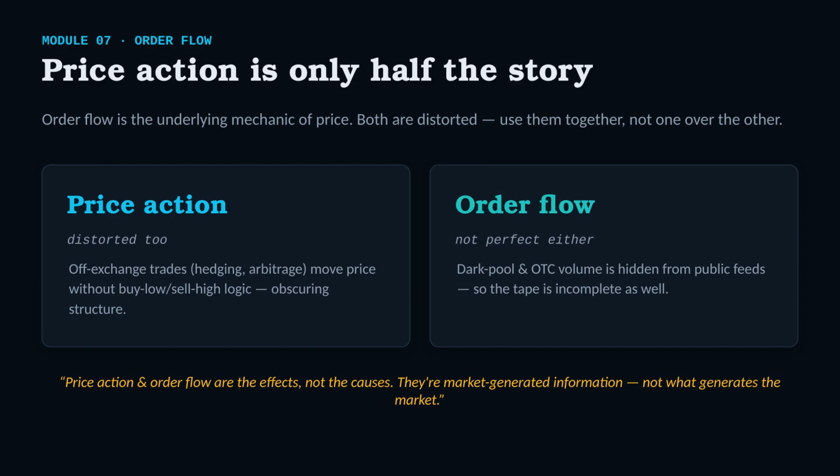Price action and order flow are both incomplete in isolation. The key is not to discard one in favor of the other. The key is to understand the limitations of both and use them in complementary ways. Remember this: price action and order flow are market-generated information. They are not information that generates the market. They are effects, not causes.